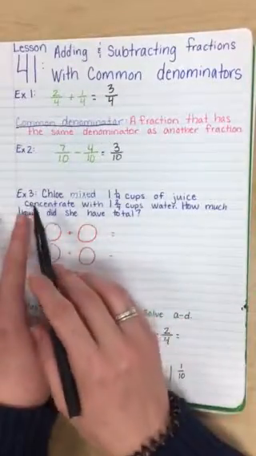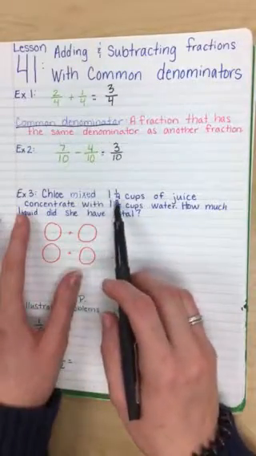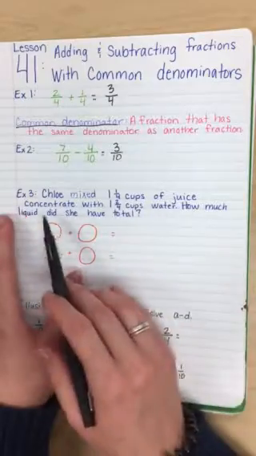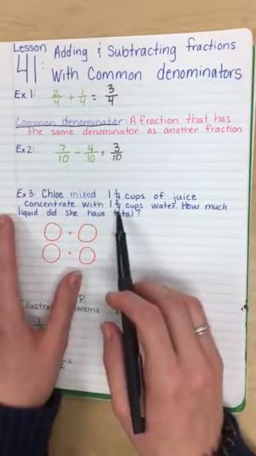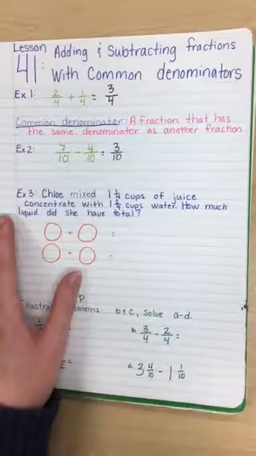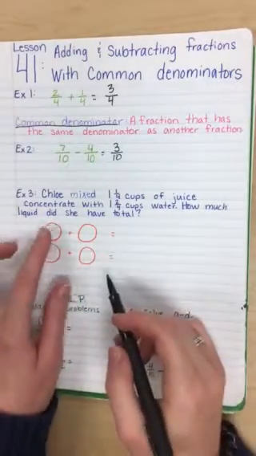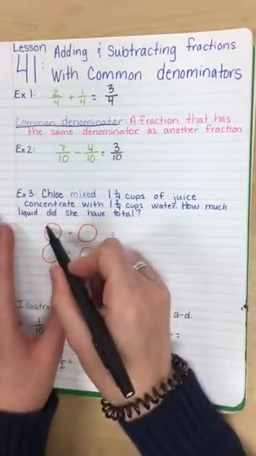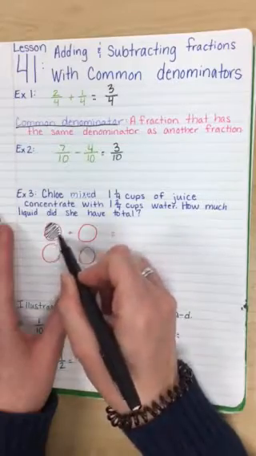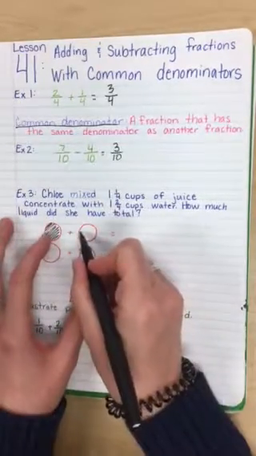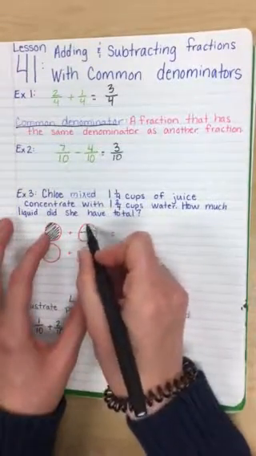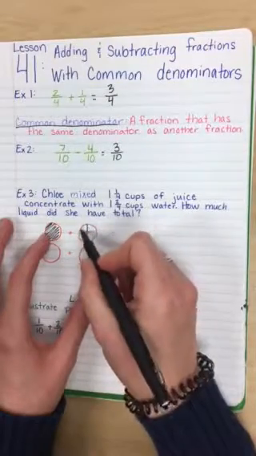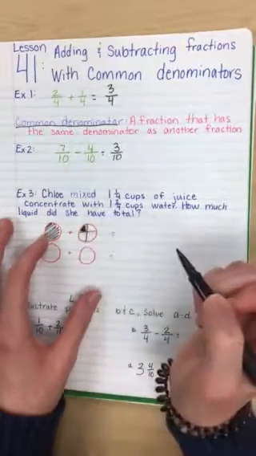So, example 3, Chloe mixed 1 1/4 cups of juice concentrate with 1 2/4 cups of water. How much liquid did she have total? All right, so here we've got our wholes. So she's got 1 whole and 1/4. So we've got to break this into fourths. Okay, so she's got 1 1/4.